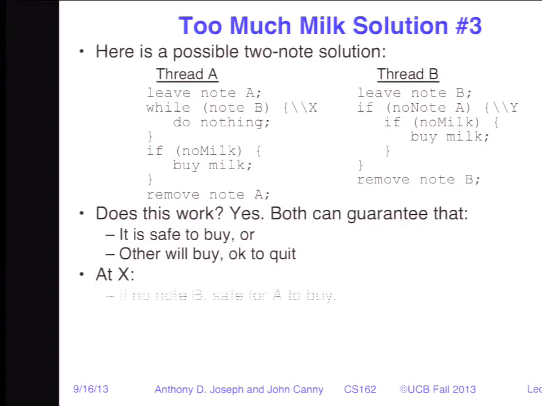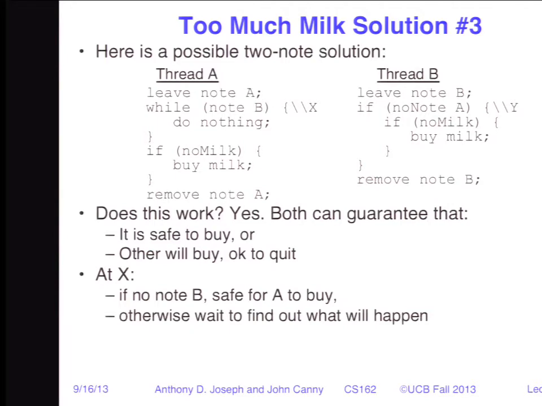So at X, we know it's the case that if there's no note B, B's not in the system, it's safe for A to buy. If B is in the system, we're going to sit and wait in A to see what B does. And again, if B buys milk, we're all set. If B doesn't buy milk, then we will buy milk. At Y, what's the case? If we see no note A, then we know it's OK for B to buy. If we see A in the system, then it's OK for B to quit. All right?